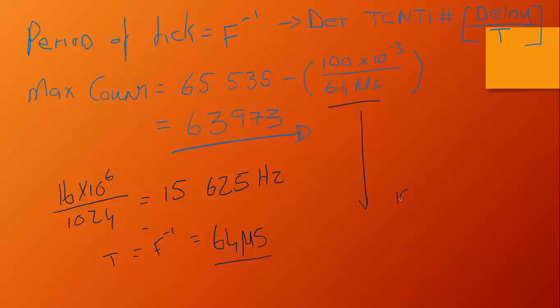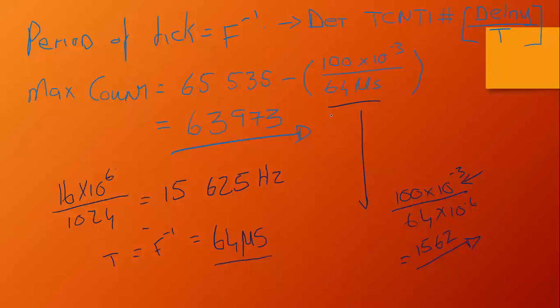We say, okay, if I've got 100 milliseconds, which is what I want, and I divide that by 64 microseconds, then we end up with a value of 1562. This is the count that I need. So it needs to count 1562 times for me to get a delay of 100 milliseconds. But if you recall, this is an up counter, so this is the difference that it needs to count.